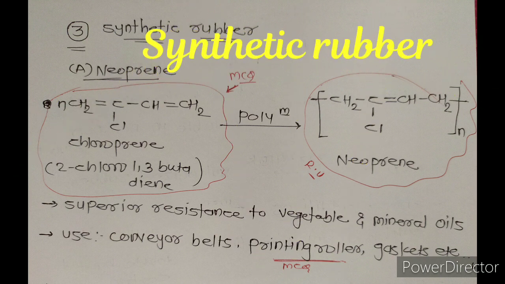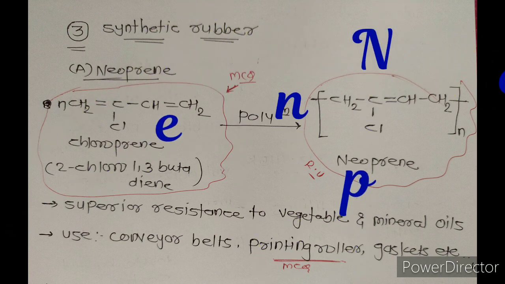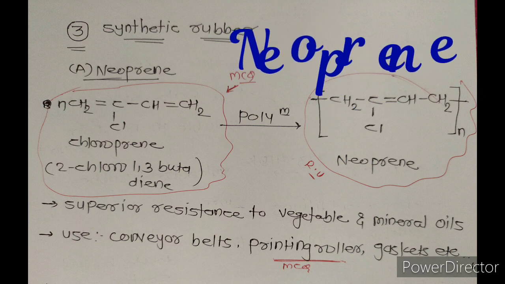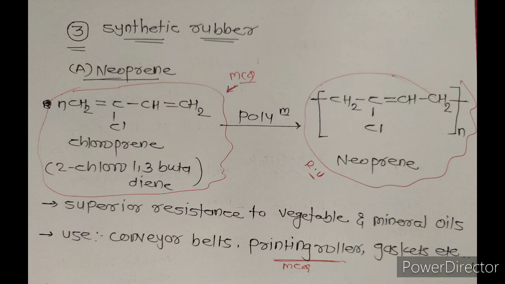Third type, synthetic rubber. Neoprene. When chloroprene, meaning 2-chloro-1,3-butadiene monomer, undergoes polymerization reaction, then neoprene is obtained. Properties. Synthetic rubber has superior resistance to vegetable and mineral oils. Uses. It is used in manufacturing of conveyor belts, printing rollers and gaskets. This topic is very important for theory as well as for MCQ.